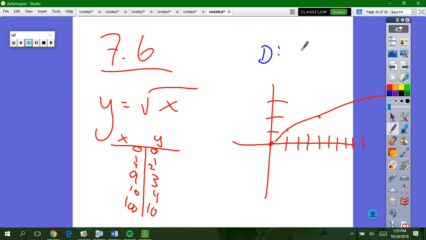So notice we have 2 different types. We have set builder, remember, where we'd write x such that x is greater than or equal to 0. You guys remember that?